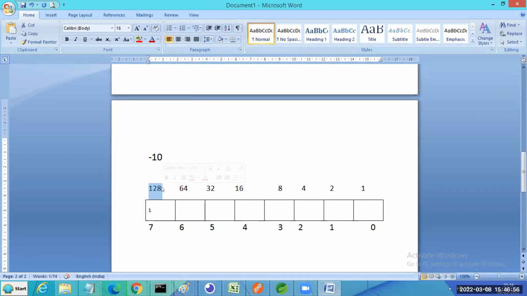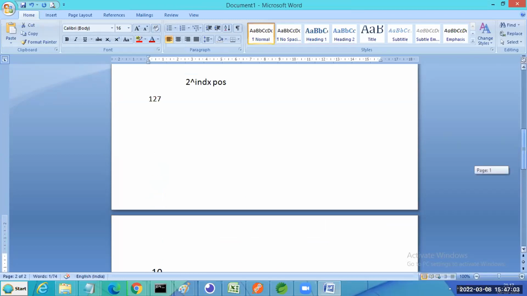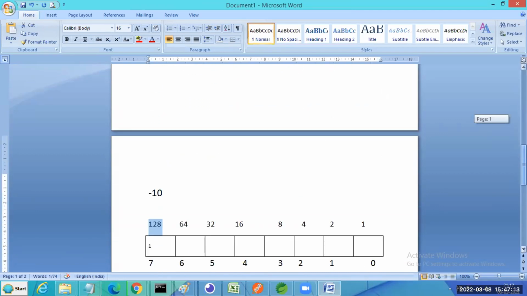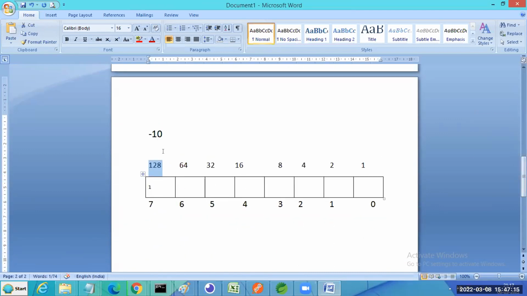The moment it is 1, what is calculated? 128 is calculated or not? See, wherever we have 1, we calculate it or not? Above, if there is 111, we calculate 4, 2, 1, right? So here 1 is at which position? 128. So we should calculate 128. But since it is at the last position, we have to calculate it as minus 128.